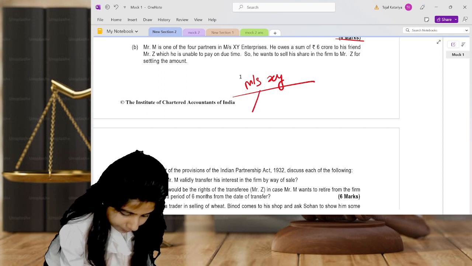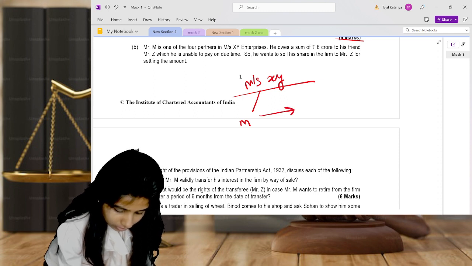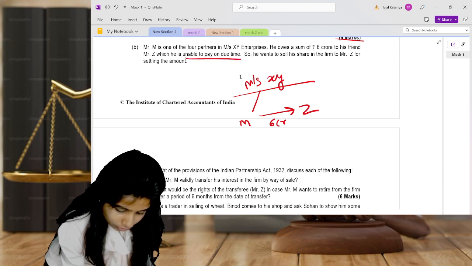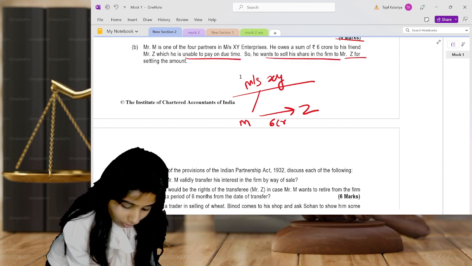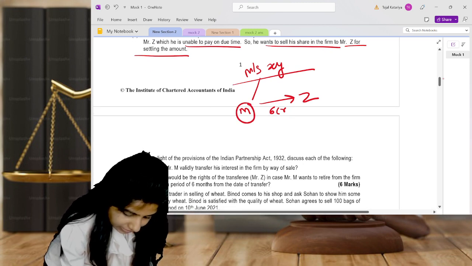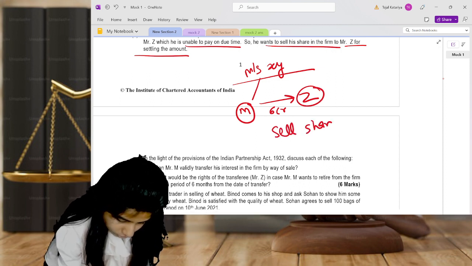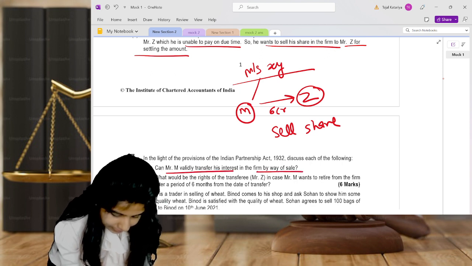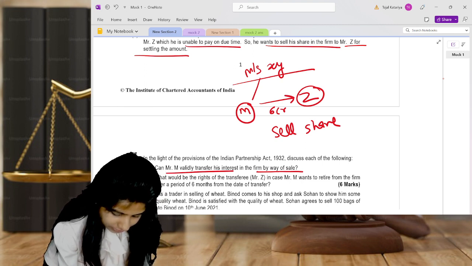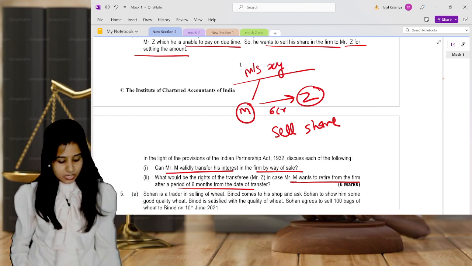Now there are four partners. One partner is Mr. M. He owes a sum of rupees 6 crore to Mr. Z, which he is unable to pay on time. So he wants to sell his share in his firm to Mr. Z for settling his account. That means transferring the share. Now can Mr. M validly transfer the interest or sell that share? And secondly, what would be the rights of the transferee in case M wants to retire from the firm after a period of 6 months from the date of transfer?